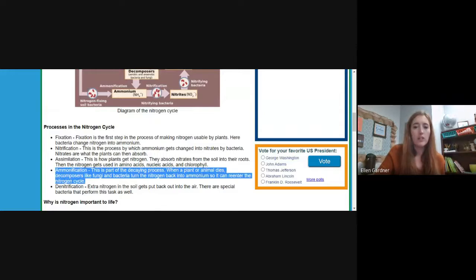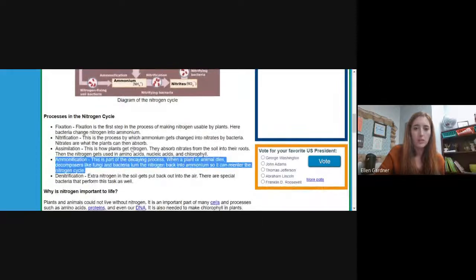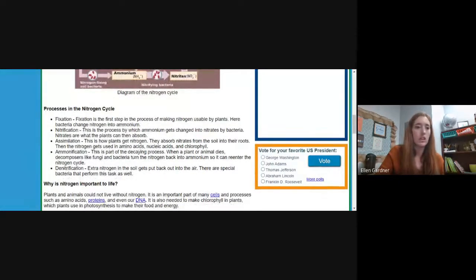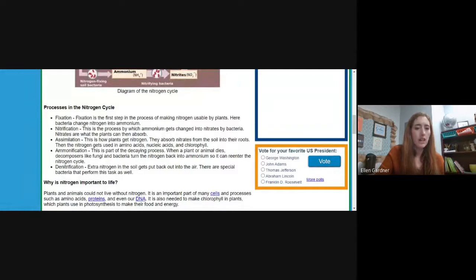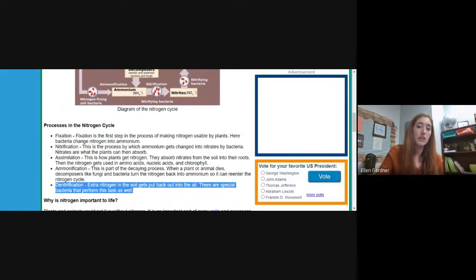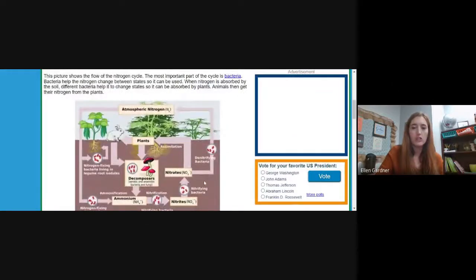Ammonification is part of the decaying process that decomposers help with. When a plant or animal dies, decomposers like fungi and bacteria turn the nitrogen back into ammonium so it can re-enter the nitrogen cycle. And finally, denitrification. Extra nitrogen in the soil gets put back out into the air. There are special bacteria that perform this task as well. So denitrification brings it back out.